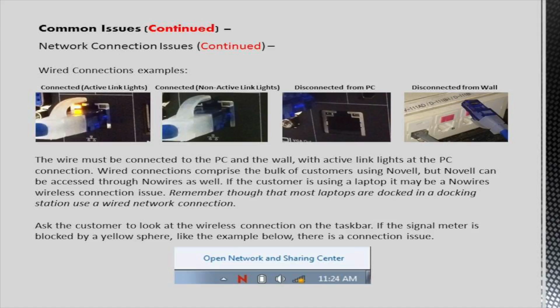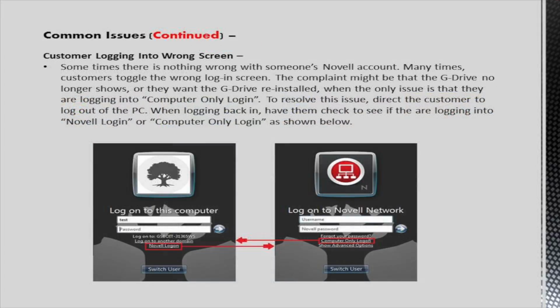If there is no link light and the cables are connected correctly, there might be an issue with the network port or a larger network issue. If anyone else in the office is having an issue connecting, it might be a larger network issue. If it is a wireless connection, check the signal bars. If there is a yellow sphere over the bars, there is an issue with the wireless connection. Network issues are escalated to NCS. If a customer calls and says that "My G drive is missing" or "Novell isn't installed," and they have a network connection, it could also be that they are making the wrong selection when logging in. If they want to log into Novell, make sure that they are choosing Novell Login and not Computer-Only Login.